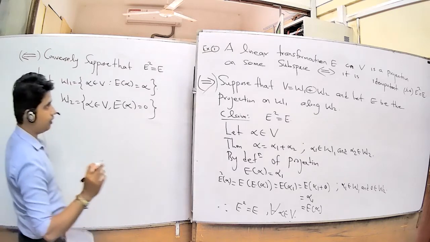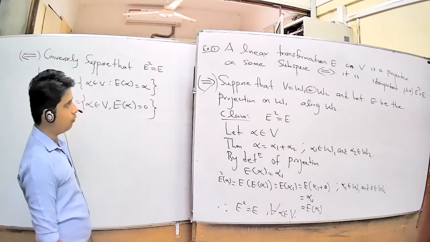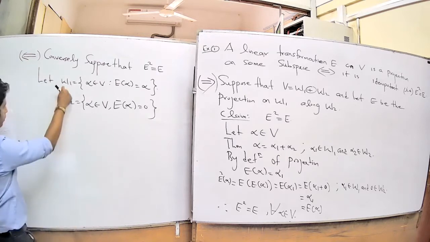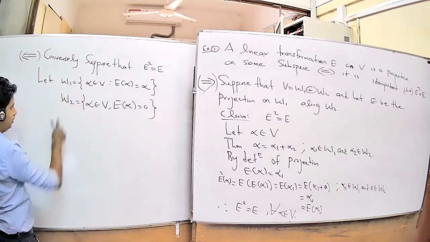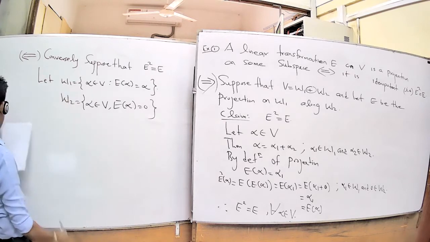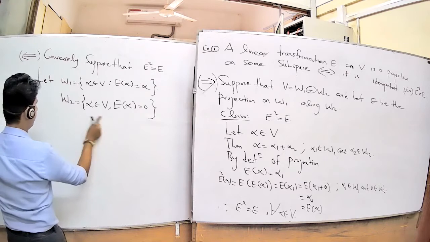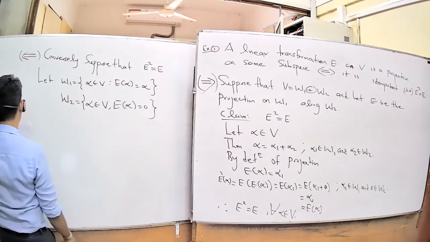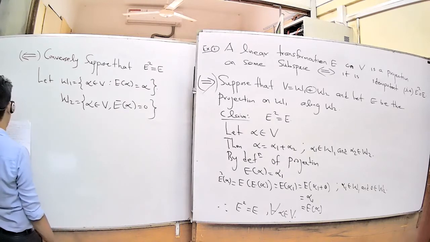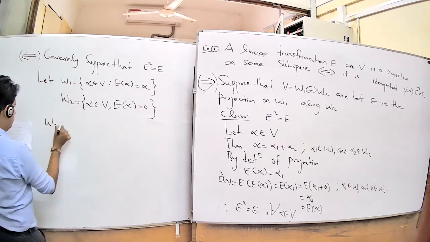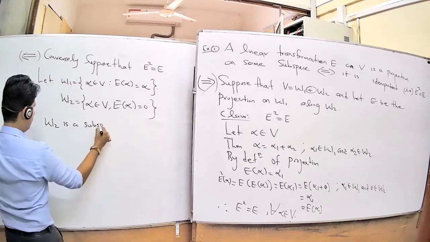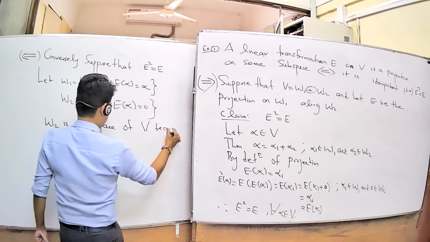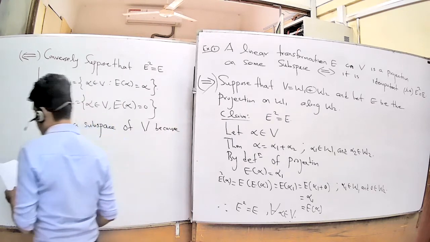For this part, to show that a linear transformation E on B is a projection on some subspace, first you want to show that both are subspaces. That is your first condition. Obviously, W2 is a subspace because it is the null space of E, and you already know that a null space is a subspace of B.